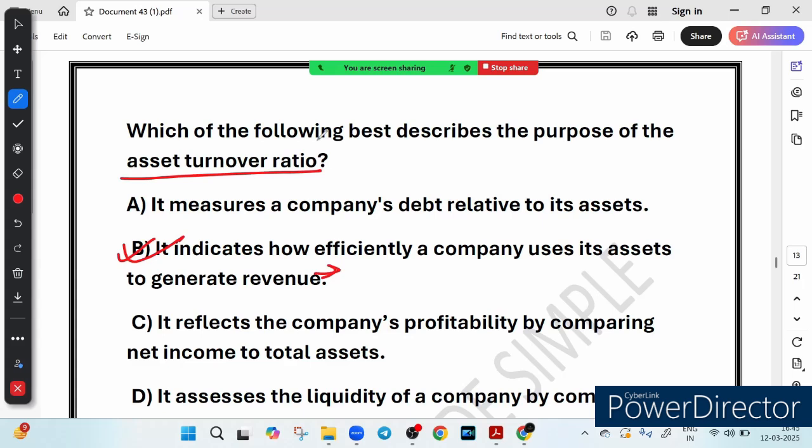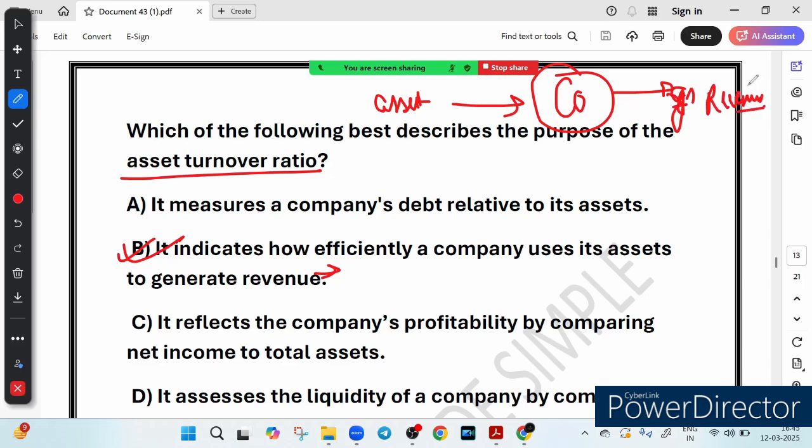So this asset turnover ratio tells us how efficiently a company is using its asset. So suppose this is the company, it is using its asset to generate revenue. So the formula of asset turnover ratio is net sale upon average total asset. Net sale upon average total asset. So higher ratio means the company is using asset efficiently to generate the sale, and lower ratio may indicate underutilization of asset.